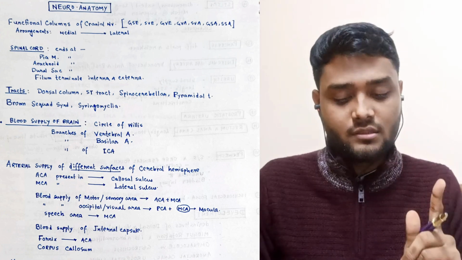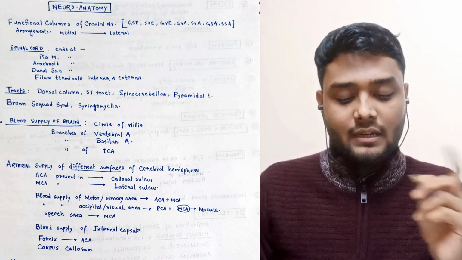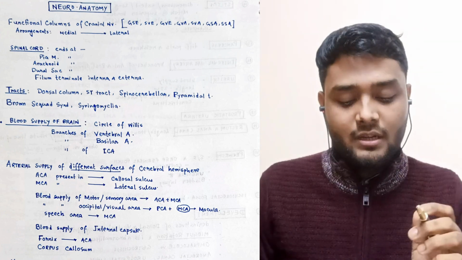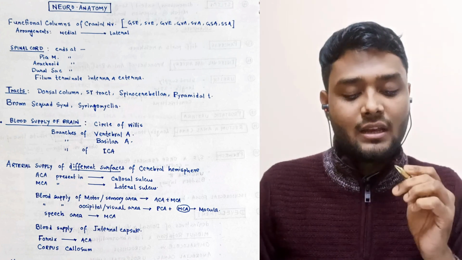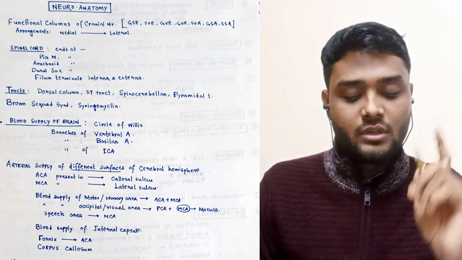This was asked in INICET. Okay, then read about the spinal cord. The spinal cord ends at what level in adult and in a pediatric population? Pia mater, arachnoid mater, dural sac, filum terminale internum, filum terminale externum. Ends at what level? You need to know that.